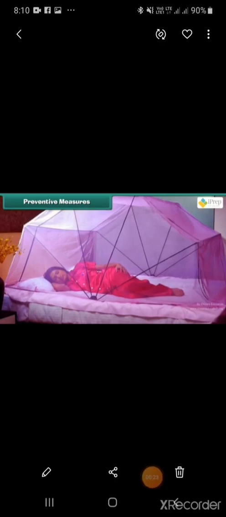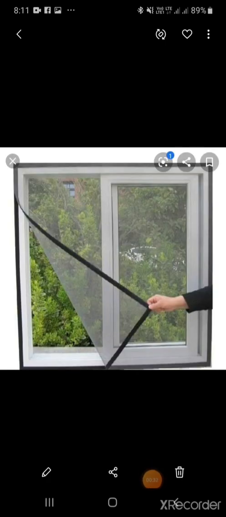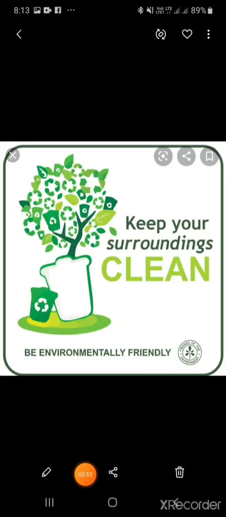Use mosquito nets and repellents. Wear a full-sleeved night dress. Fix wire nettings on the windows and doors to prevent mosquitoes from entering our homes. Spray kerosene oil or DDT on the surface of ponds and lakes so as to kill the eggs and larvae of mosquitoes. So, keep your home and surroundings clean to control the disease. So, be environmentally friendly.